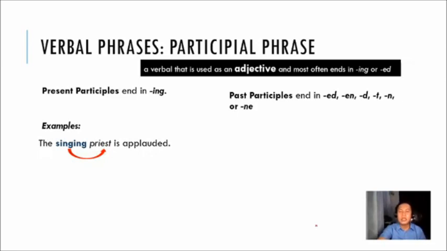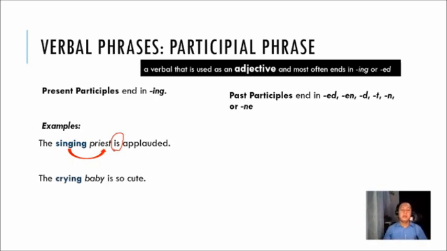What is an adjective? It is a word that describes something, particularly a noun or a pronoun. It is usually placed before another noun or before the pronoun for it to be an adjective. For the first example, the singing priest is applauded. So you have here singing. Singing here did not function as a verb. Rather, it functions as an adjective because it describes the priest.